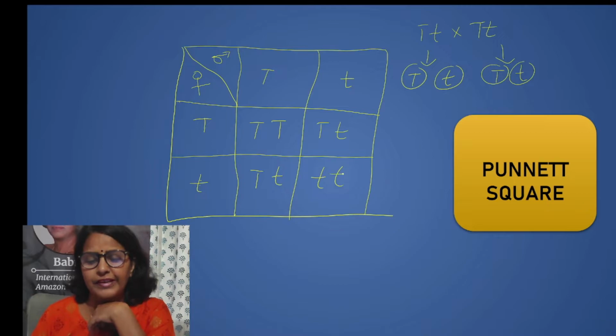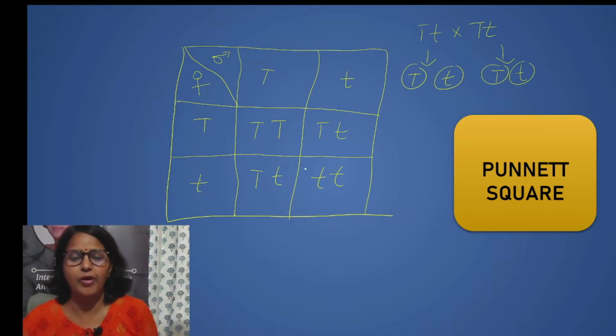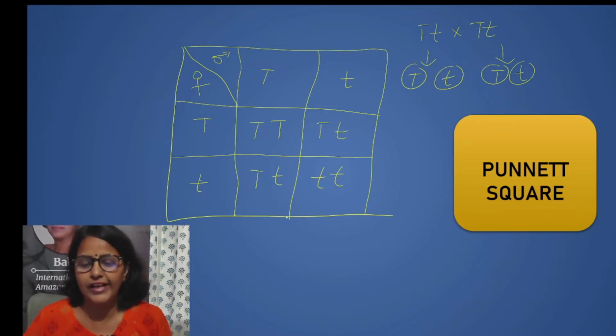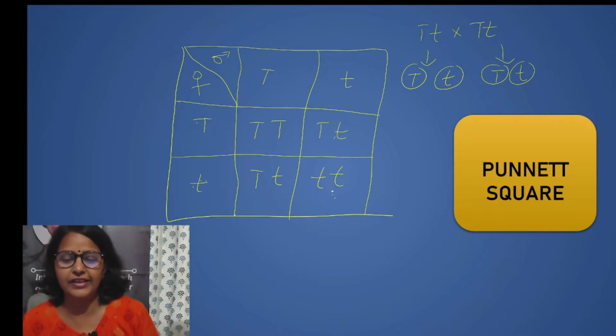So it is representation of the same cross in the form of a square, and this is known as Punnett square. On one side we write the male gametes, on the other side we write the female gametes, and then we cross each one of it. This one with this one will be written over here, this with this over here, this with this in the second line, and this with this over here. So this is how we represent a Punnett square.